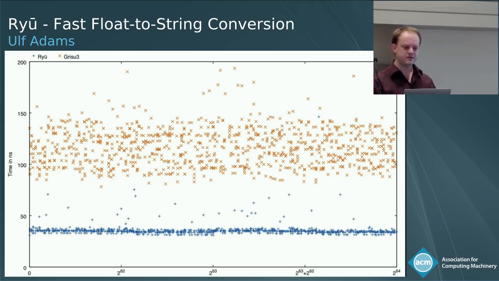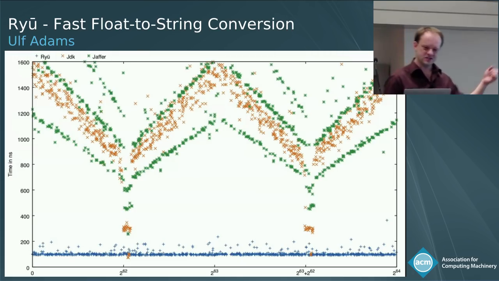Now, this is a C implementation. What about other languages? This is actually OpenJDK in orange, and there is another algorithm by a guy called Jaffer. That's the green dots. As you can see, the OpenJDK right now at head is not very good. As part of the work, I found a number of bugs in the OpenJDK where it prints too many digits, so it's not exactly following the spec, although it's almost following the spec.